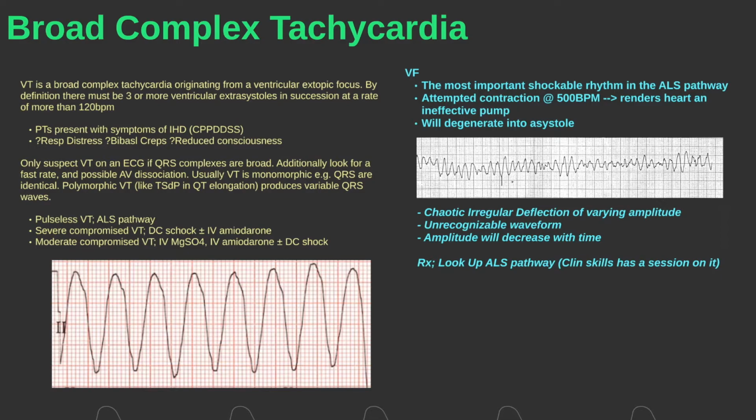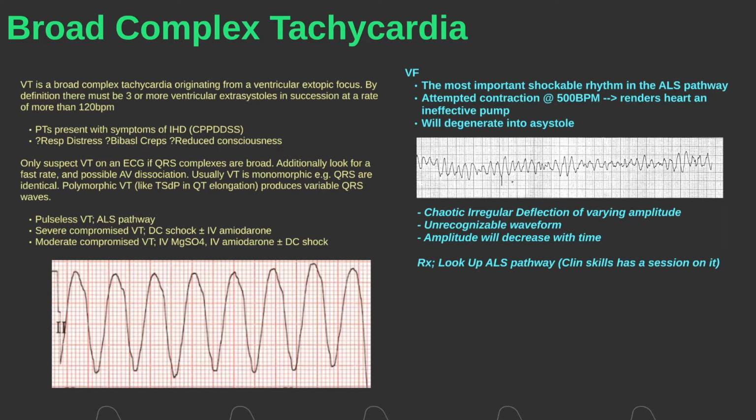So I'm now going to talk about some of the broad complex tachycardias. One of the most important would be ventricular tachycardia. It usually occurs due to a ventricular ectopic, and by definition there must be 3 or more extrasystoles in successive rate, giving a heart rate of above 120 beats per minute. A lot of these patients will be in respiratory distress, and they might have reduced consciousness.